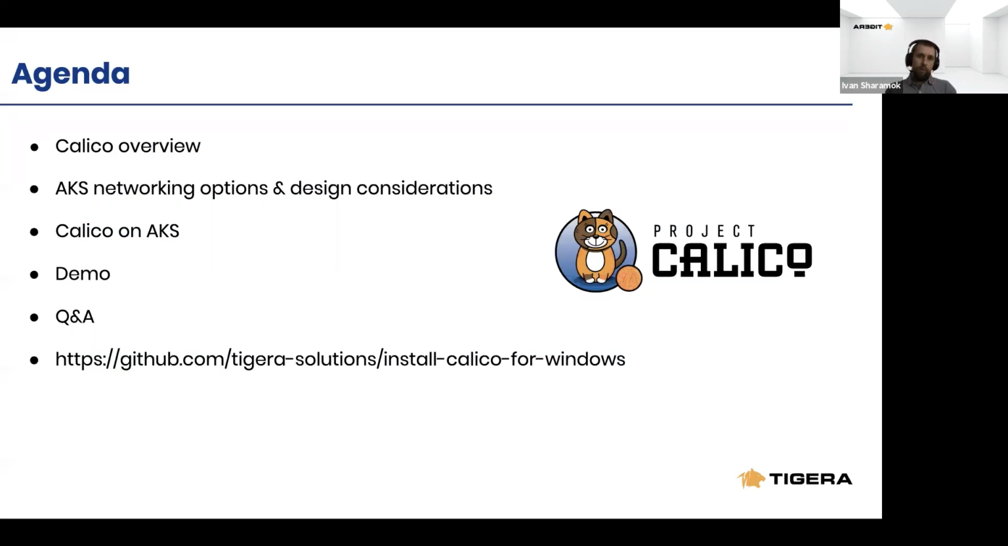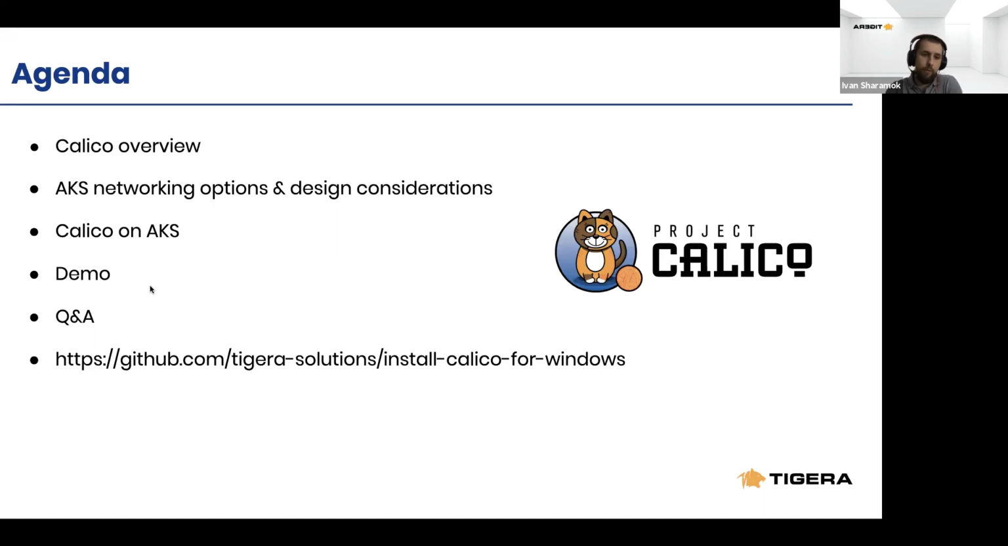And here's a brief agenda. We'll go through a very high-level overview of what Project Calico is, then look into AKS networking options and some design considerations, take a look into a few diagrams of how Calico policy is getting set up and how the networking gets configured in AKS. And then we'll dive into a demo to create one of the clusters.